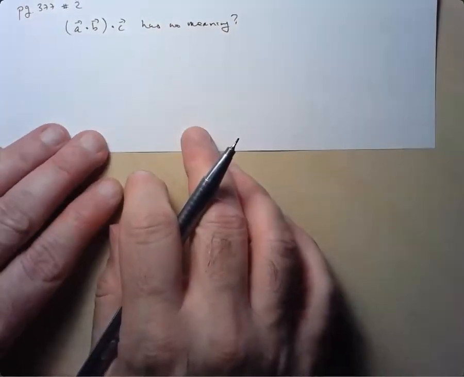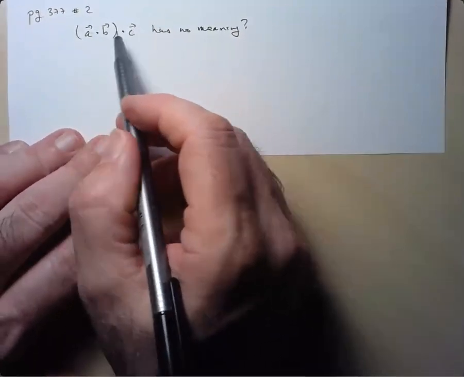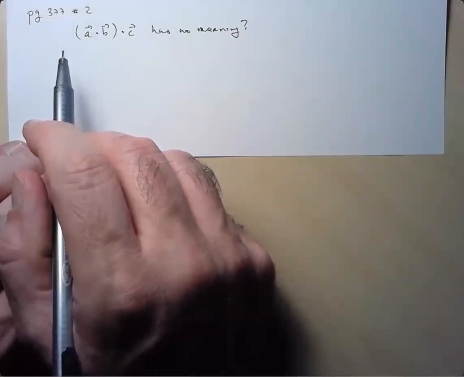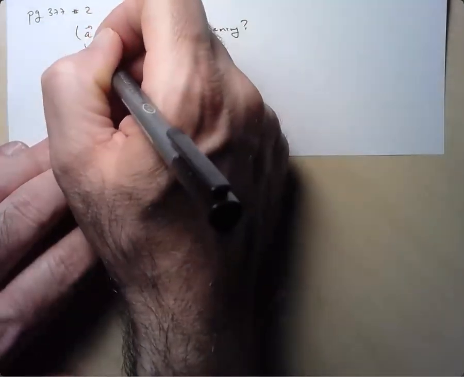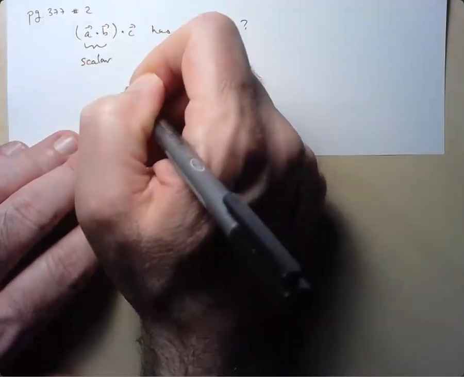Okay, so let's take a look here. Well, I know that when I'm doing algebra, I always do what's in the brackets first, unless I have some rule that allows me to not do that. And the first thing I realize is that A dot B gives me a scalar quantity.